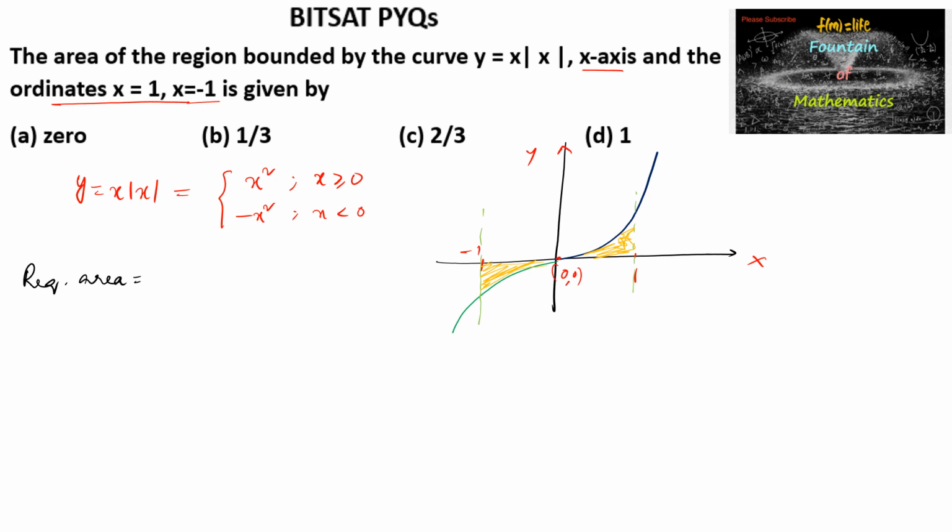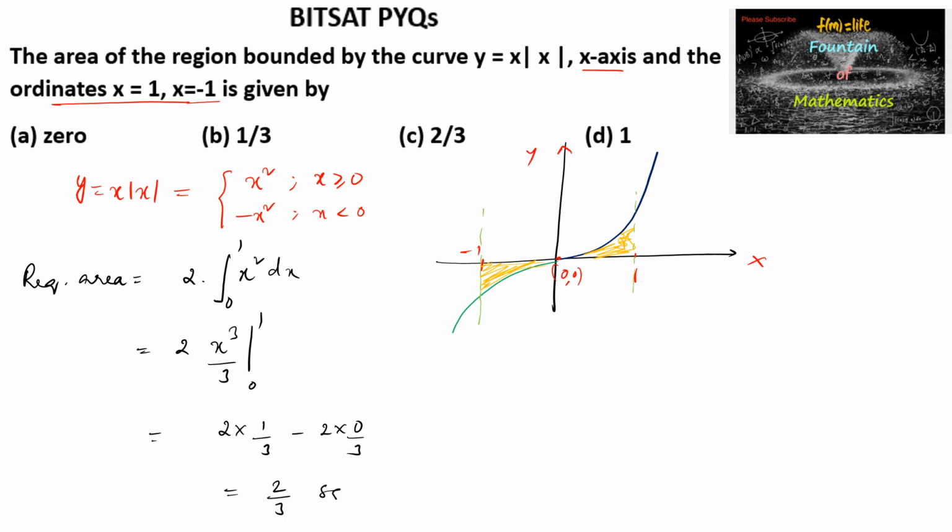is equal to 2 times integral 0 to 1 x square dx, that is 2 times x to the power of 3 upon 3 over the limit 0 to 1. So that is 2 into 1 upon 3 minus 2 into 0 upon 3, which is 2 by 3 square units. So 2 upon 3 square units, option C, is the answer.